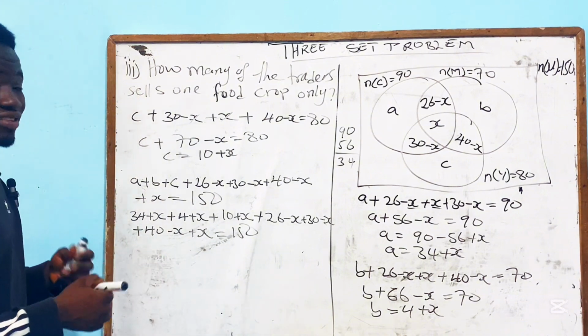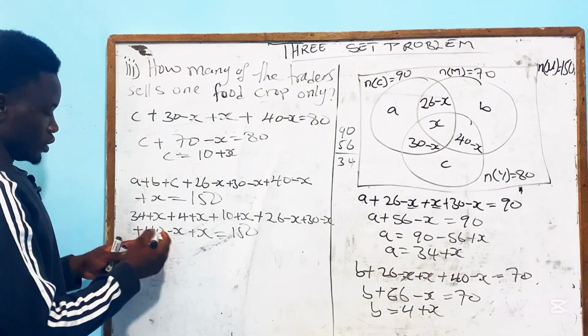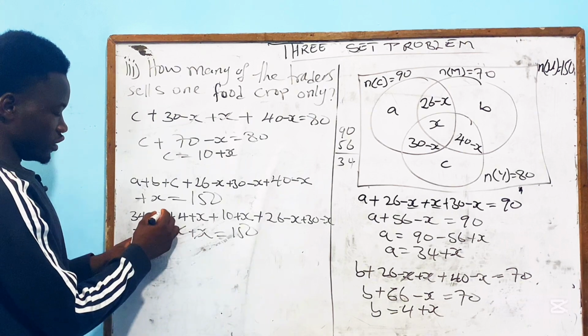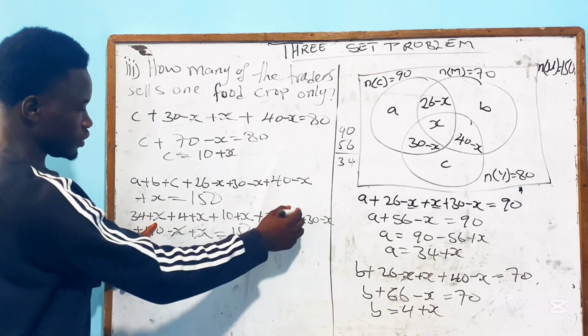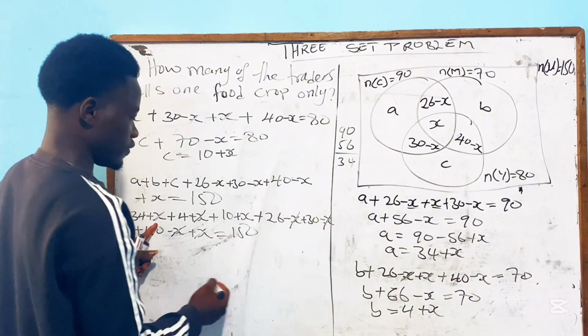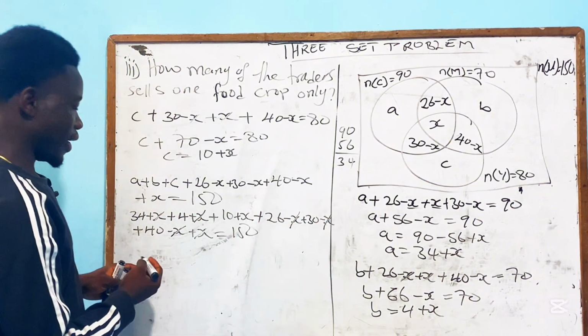Now let's do the cancellation very well. This x is going with this x, because negative x and positive x. This positive x is going with this negative x. This positive x is going with this negative x, leaving only one x.